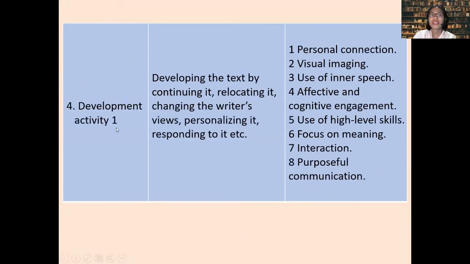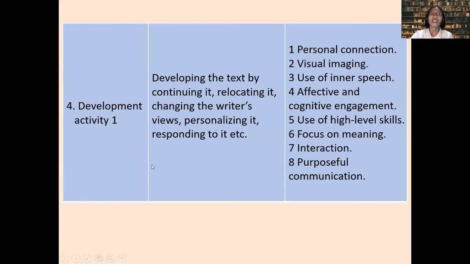We have development activity 1, so developing the text by continuing it, relocating it, changing the writer's views, personalizing it, and responding to it. So we do have here personal connection. We do also visual imaging. There is also use of inner speech, affective and cognitive engagement, and then use of high level skills. We do focus on meaning, and then there is interaction, purposeful communication.